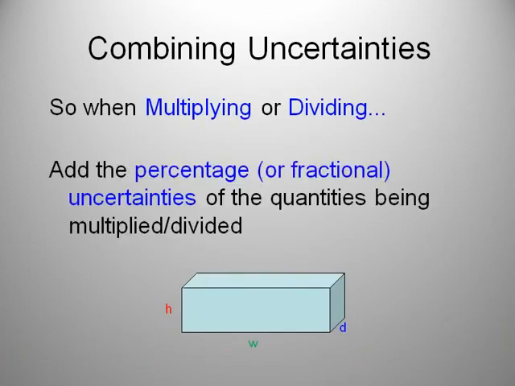To summarize, when multiplying and dividing, right? We're going to add the percentage or fractional uncertainties of the quantities being multiplied or divided. Okay. The error bars, how to represent uncertainties when you have a graph or graphically?